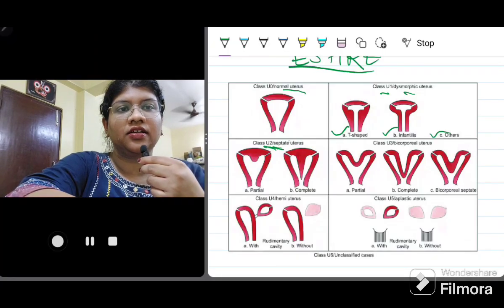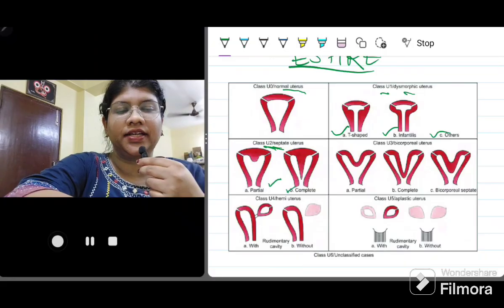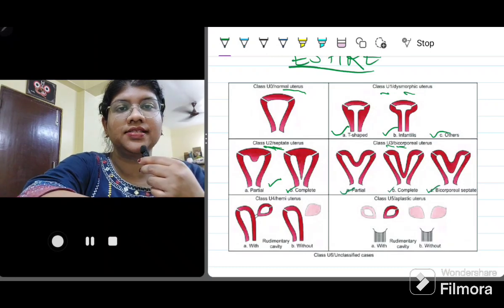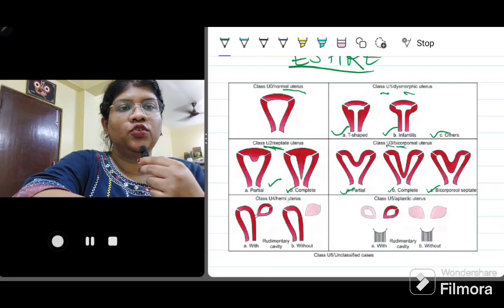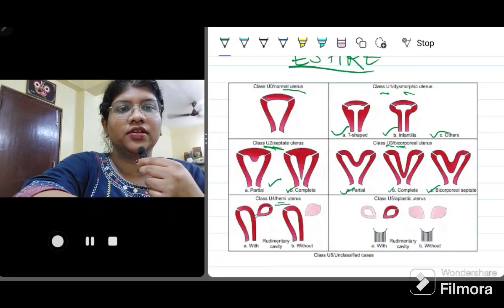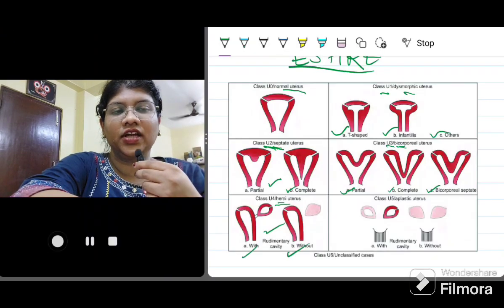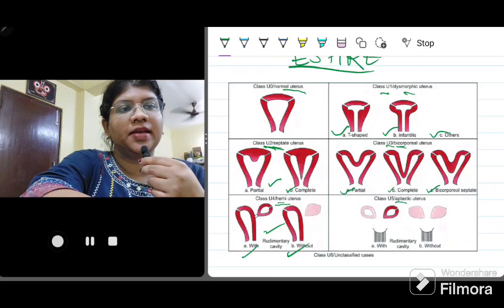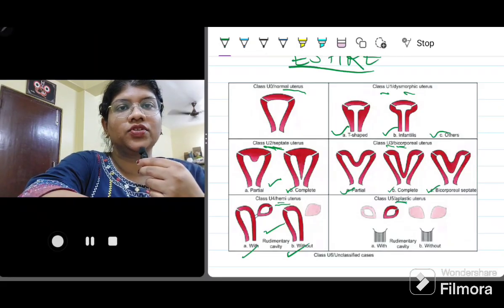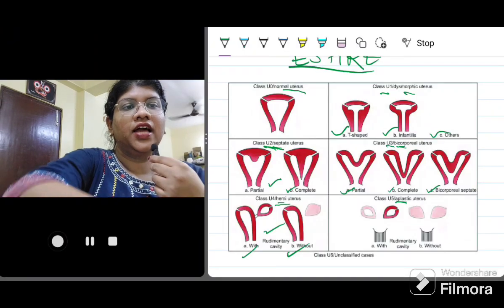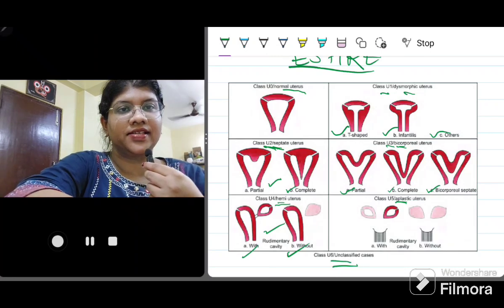U2 is called septate. Septate can be partial or complete. U3 is bicorporeal, which can again be partial, complete, or bicorporeal septate. U4 stands for hemiuterus. In this we are talking about the rudimentary horn. The rudimentary cavity can be present, that is, with or without. Next, U5 is the aplastic uterus. The aplastic uterus again can have a rudimentary cavity or may not have, so with or without. And U6 is the unclassified cases.